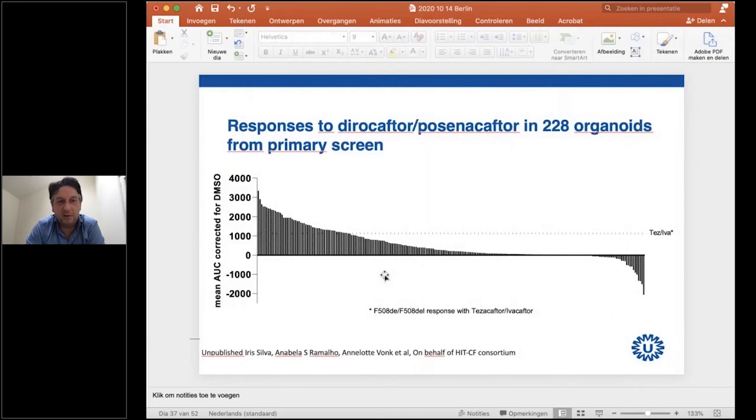This just shows some of the early screening efforts. Here we see about 230 organoids which are responding to a specific drug, in development by Proteostasis Therapeutics. Here we just did the screening. There are some technical reasons why you have negative values here. But you see that there's a good proportion of patients with rare mutations showing an equal or higher response as compared to Tez-Iva, which is the current standard of treatment in people with F508del homozygous mutation. So there's a good proportion of people responding to these types of treatments.